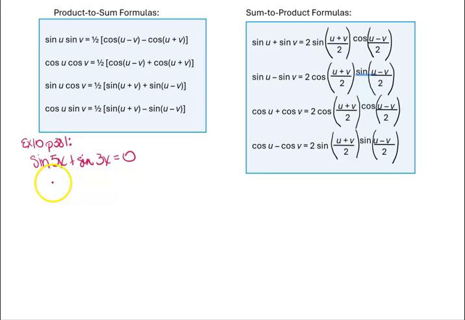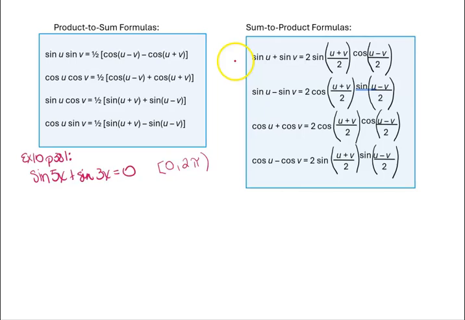Okay, now we're going to use these special formulas to solve a trigonometric equation. If we look at example 10 on page 381, it says to find all the solutions of sine of 5x plus sine of 3x equals 0 in the interval from 0 to 2 pi. The sine of 5x and the sine of 3x are not like terms. I can't just add them. But because they are sums of trig functions, I can look to my sum to product formula and see if I can rewrite them as a product, and that might help me solve this.